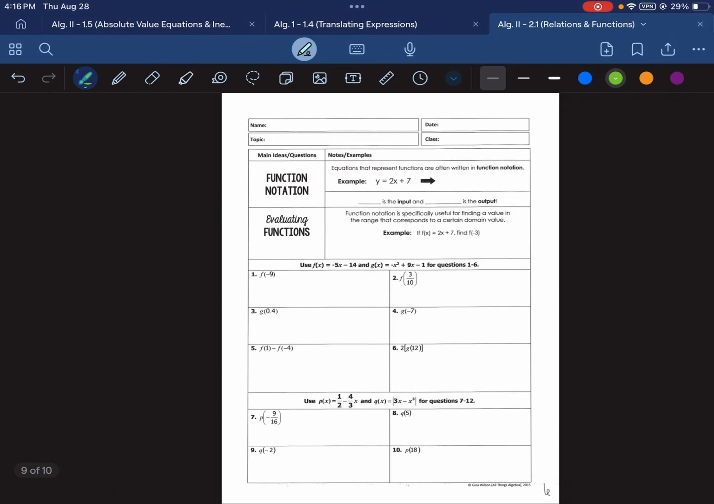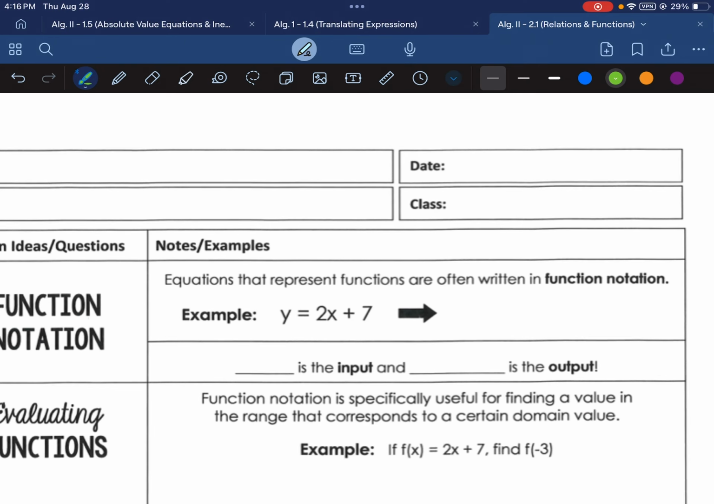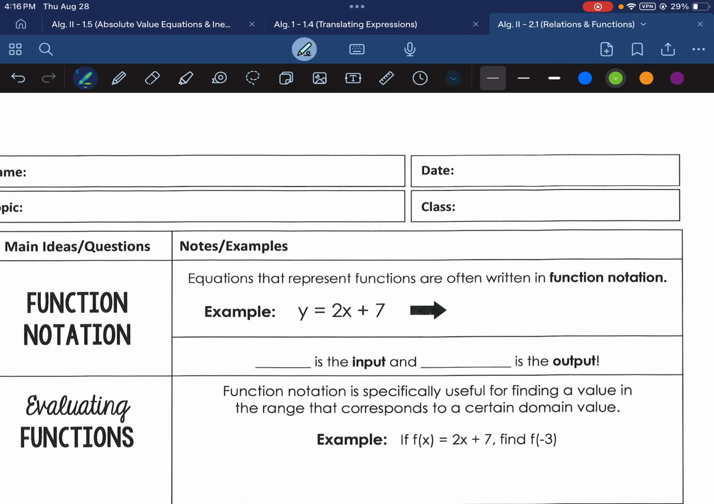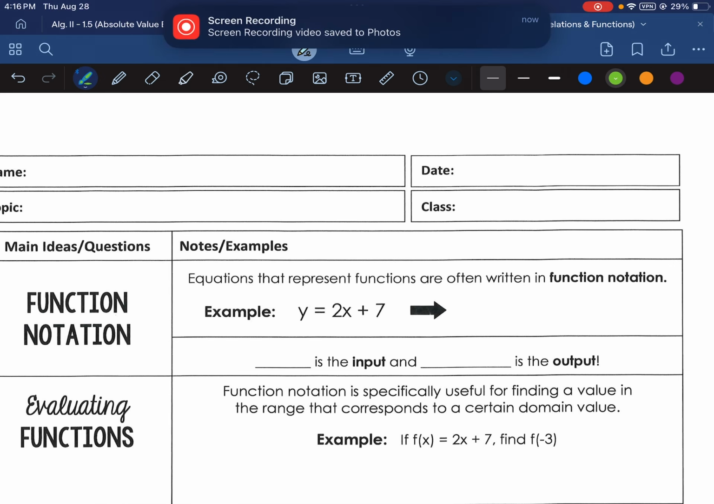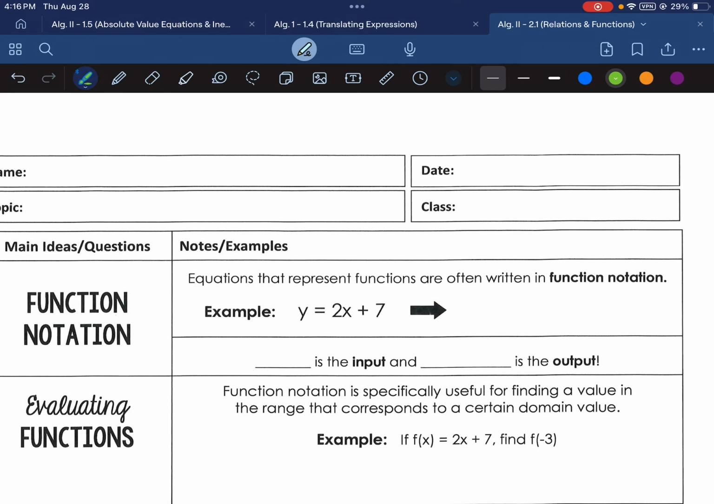Now we're going to move to the next page and talk about function notation. Equations that represent functions are often written in function notation. Notation is just a way to write things, and this is a way to write functions. For example, we have the equation y equals 2x plus 7. This can be rewritten as f of x equals 2x plus 7. So the only change is that y is replaced with f of x.